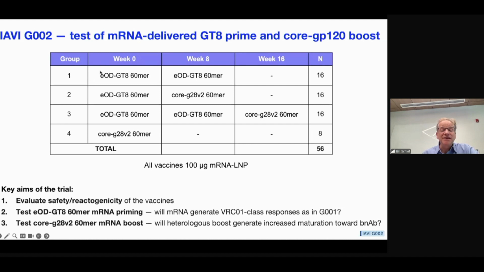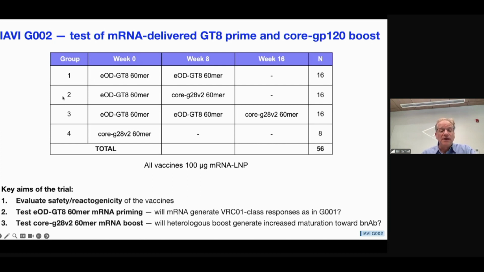So in this clinical trial, it had 4 groups. The first group was a repeat of G001. Everyone received EOD-GT8 60-mer at week 0 and week 8. Now it was delivered by RNA rather than adjuvanted protein. And so we need to know, does that work?